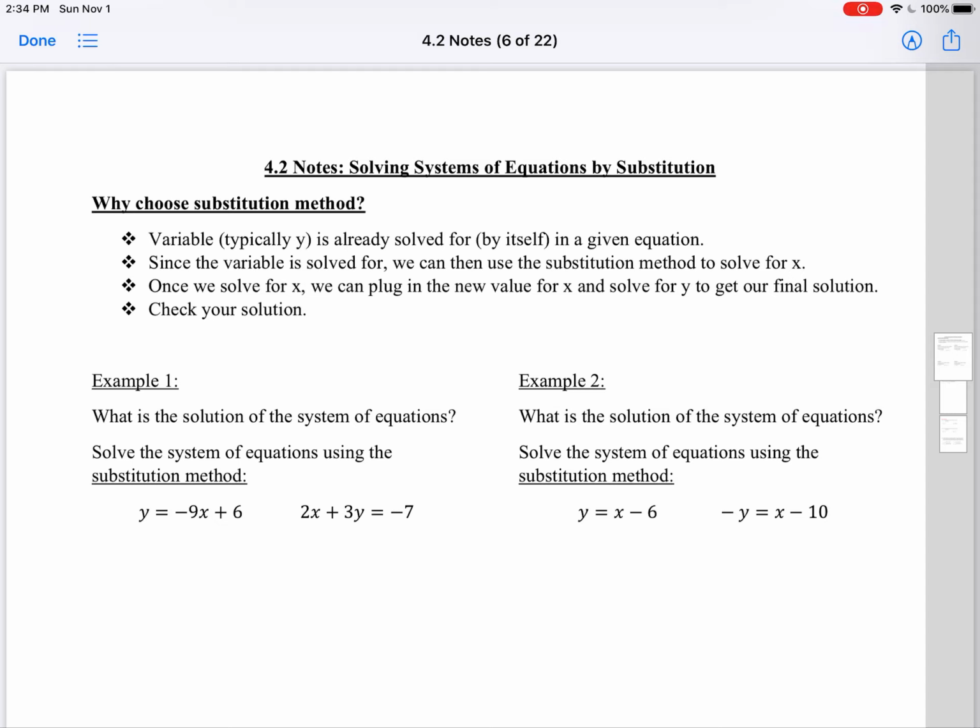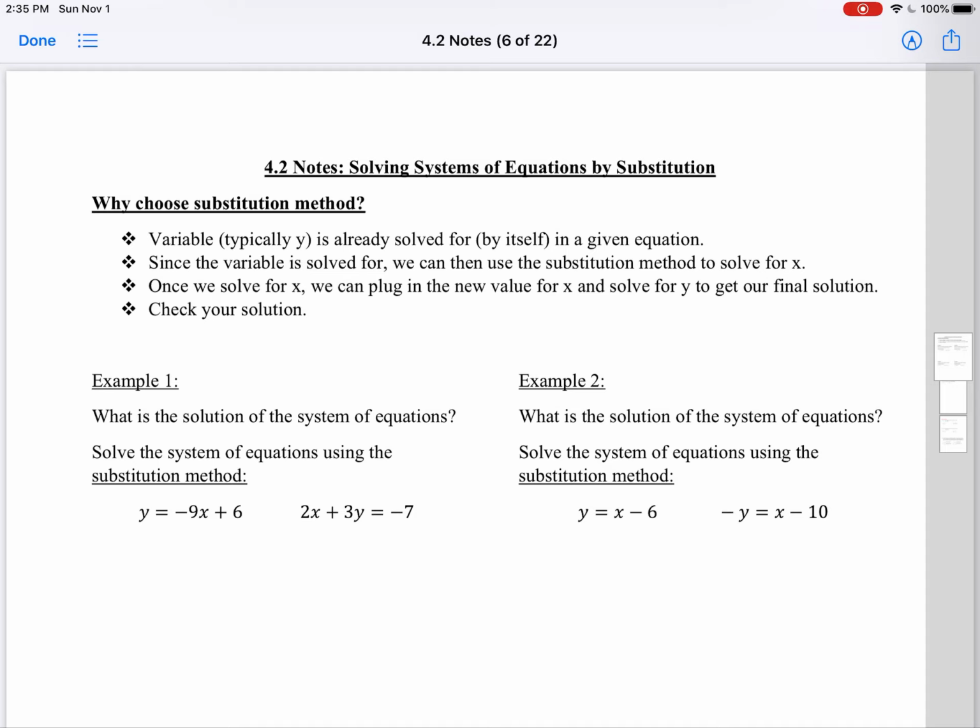All right. So to get started, why would we choose the substitution method? Why would we not want to use graphing? Again, we can use graphing if we want to, but there is a shortcut reason why we would want to use substitution in certain scenarios. And those are the first 4 bullet points listed on your paper. So if we want to do the substitution method, the first thing is a variable, typically y, is going to already be solved for. It's going to be by itself in one of your equations. We'll talk about that in example 1.